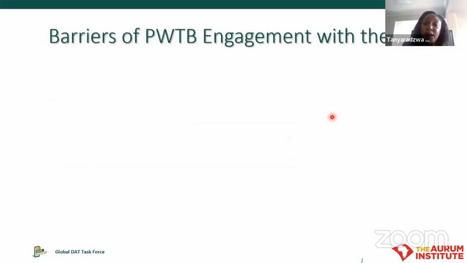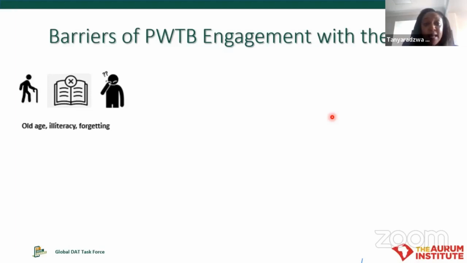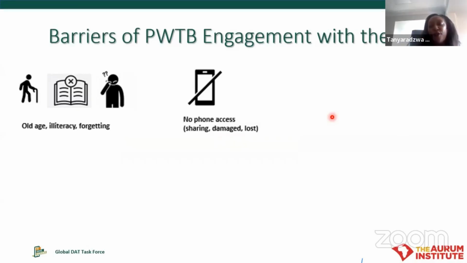However, there were several barriers that we experienced in South Africa as we implemented the label. As reported by the label users, there were some individual factors such as old age, illiteracy, and forgetting, which affected the use of the label. So they were not able to send the SMS daily as required because of these factors. And secondly, some of the participants did not have access to a cell phone.